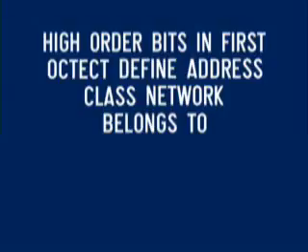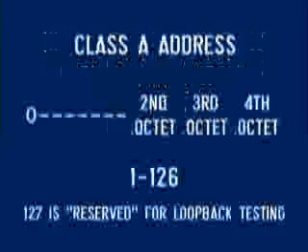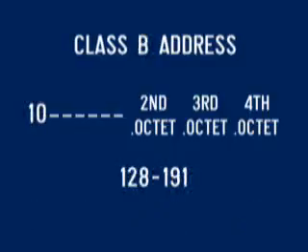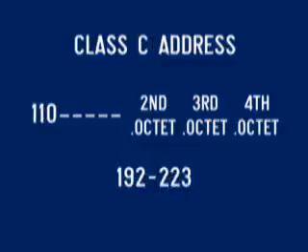The higher bits in the first octet define the address class that the network belongs to. For instance, a Class A address has a 0 in the high order bit because Class A addresses range in value between 1 and 126. A Class B address has a 1 and a 0 in the high order bits because Class B addresses range in value between 128 and 191. A Class C address has a 1, 1, and a 0 in the high order bits because Class C addresses range in value between 192 and 223.